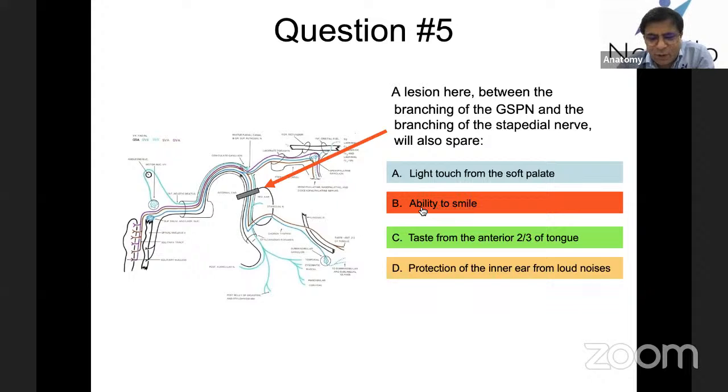Ability to smile, no, because the zygomatic branch of the facial nerve, through the main terminal division of the facial nerve, will be blocked. Taste from the anterior two-thirds of the tongue, carried by the chorda tympani, also is lost. Then protection of the inner ear from loud noises, right? What prevents hyperacusis is the nerve to stapedius; the sensations will not be carried down to the muscle stapedius. So this will spare light touch from the soft palate.